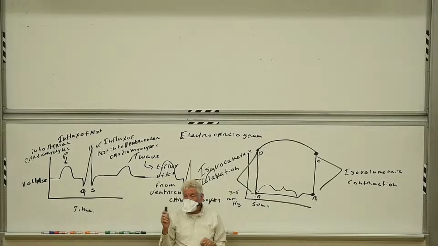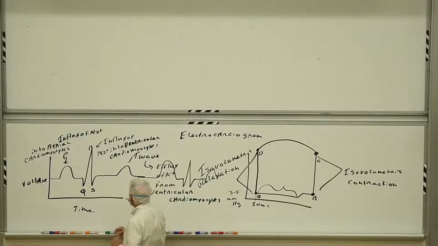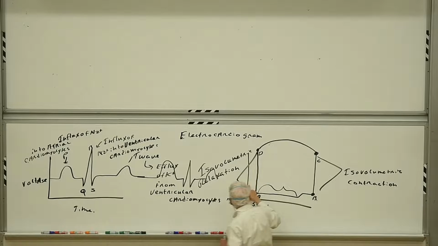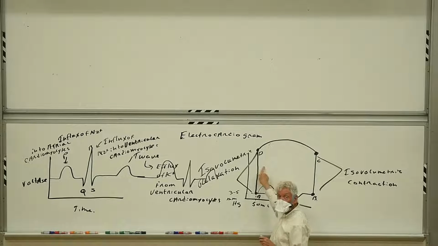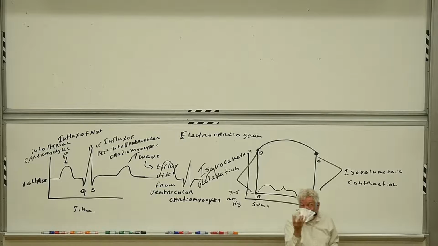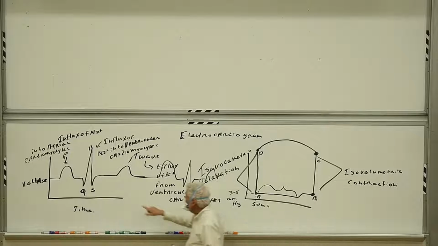Anything else? Yes, in the back. What did you say the isovolumetric relaxation corresponded to on the electrocardiogram? Oh, the isovolumetric relaxation is the period of time when you're not contracting. So if you're not contracting, potassium will be leaving those cardiomyocytes. So remember, the contraction is associated with sodium influx. Where is it on the electrocardiogram? It's going to be this T wave.